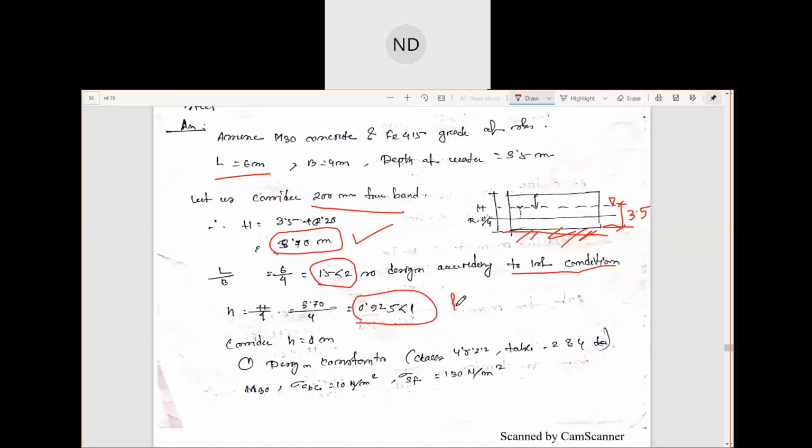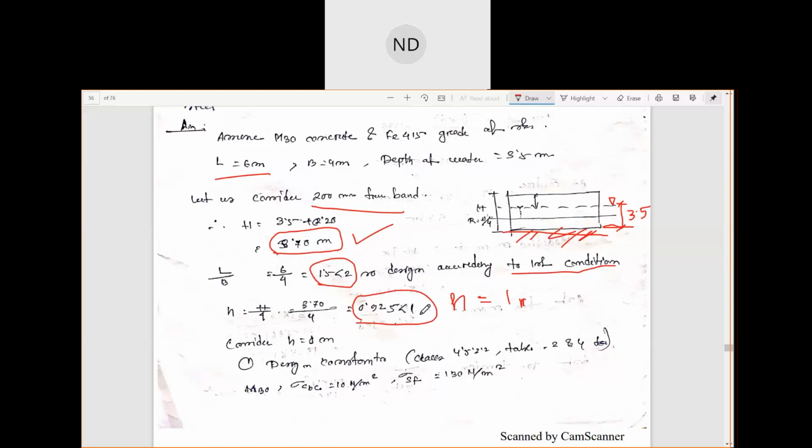Your small h should be minimum 1 meter, not less than 1 meter. So we are considering this to be h by 4. We have got 0.925.